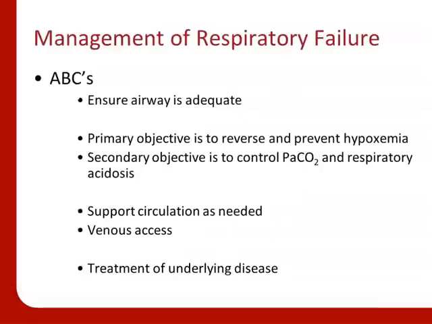So the next step, while you're waiting for some of these things to come back, is managing the respiratory failure. Early in the process, it's the ABCs. You want to make sure that they have an adequate airway. The primary goal is to reverse or prevent the hypoxemia, and then the secondary objective is to work on the PCO2.